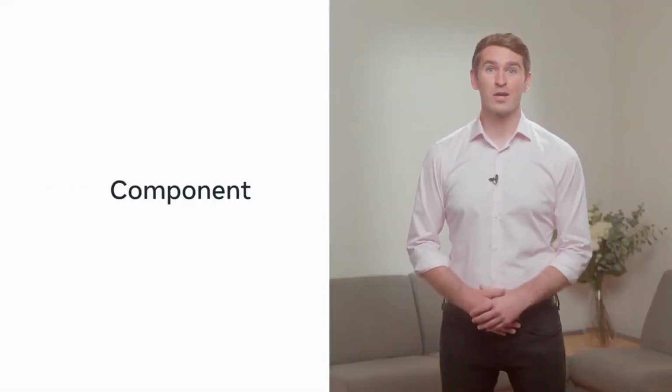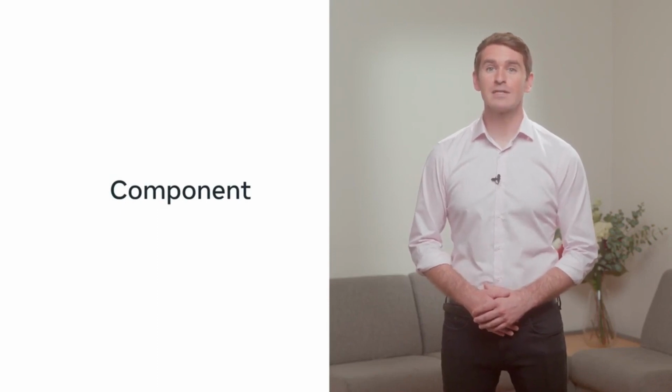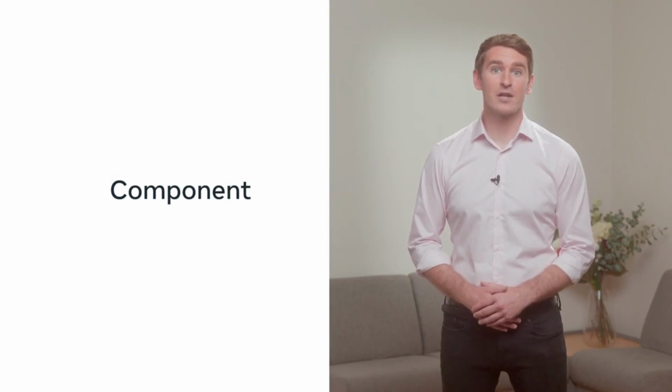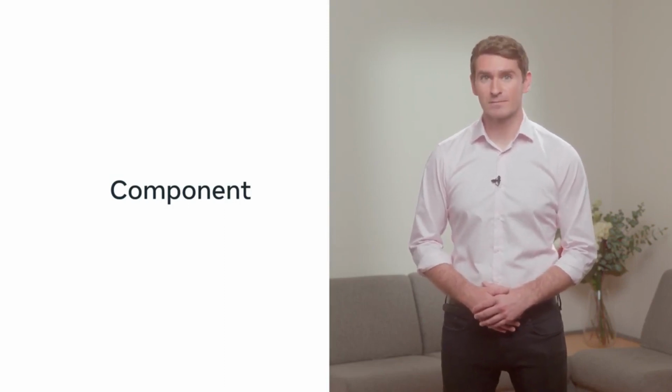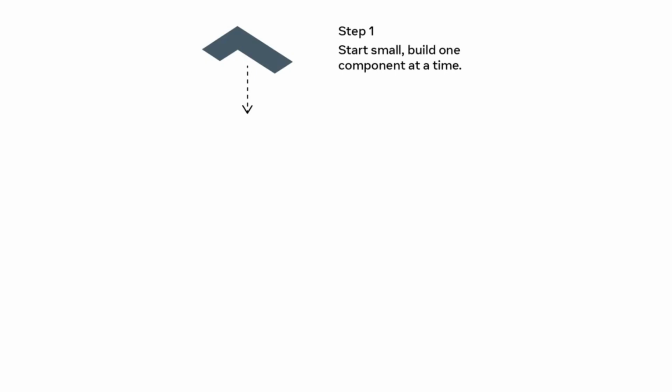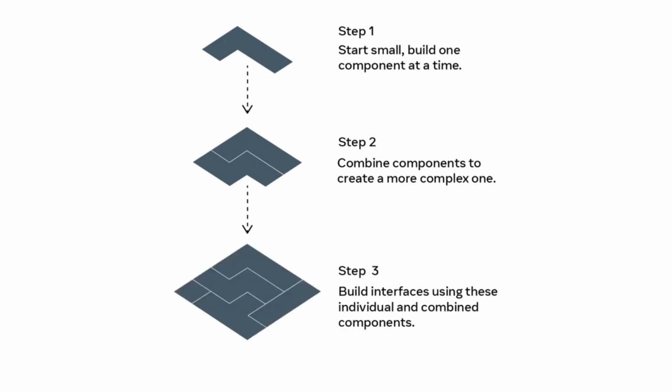Now, you may wonder what a component is in UI design. In simple terms, a component is any part of your design that can be logically grouped, which is thought of as standalone and can be reused. Let's explore how you build a component. First, you start small and build one component at a time. Then you combine components to create a more complex component. And finally, you build interfaces using these individual and combined components.